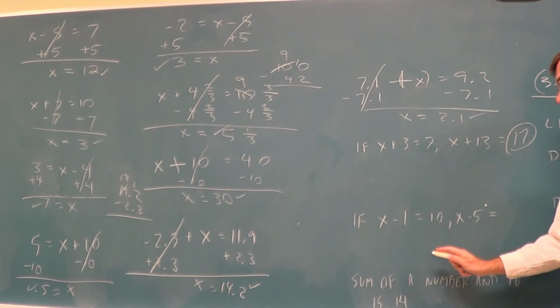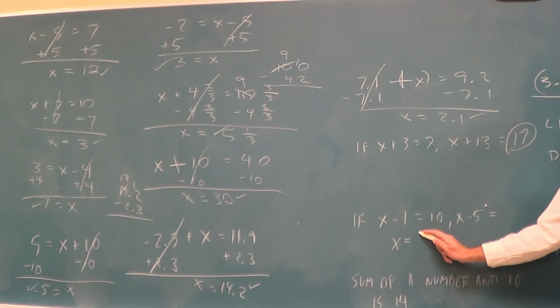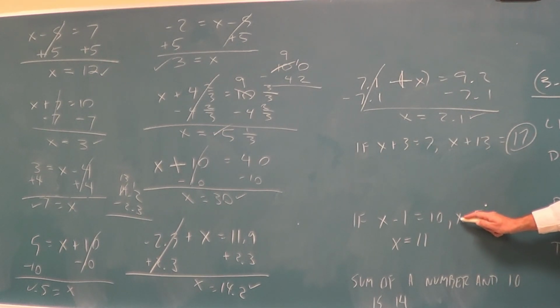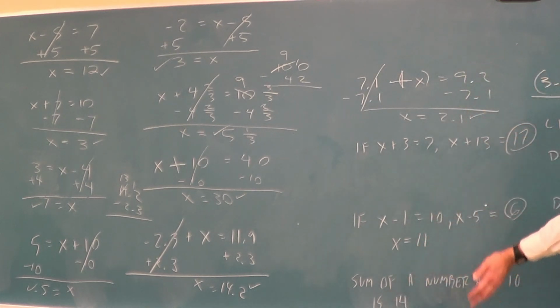So one choice on this would be, go ahead and figure out what x is. X would be 11. And if x is 11, then 11 minus 5 is 6. That's not what I would do personally, but if that's where you're more comfortable, then do that. Get the x out of the one problem, and then stick that into the other part of the problem.